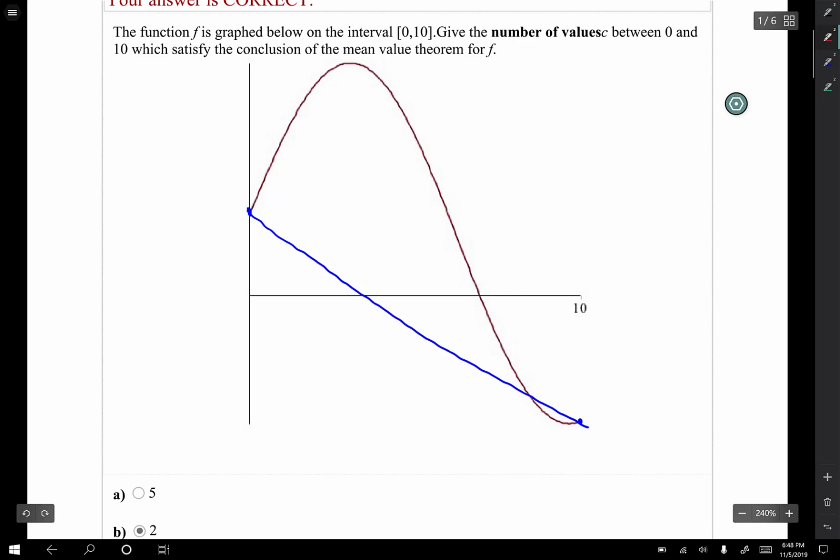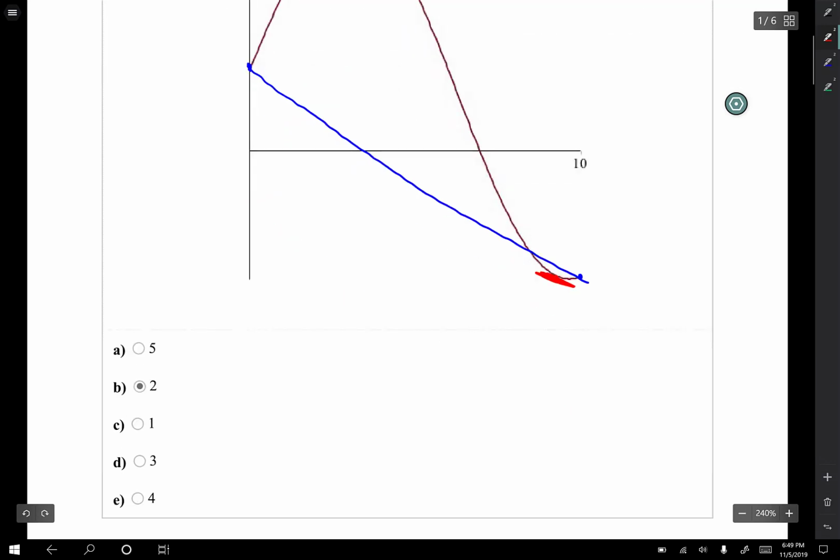What I want to know in this one is how often do I have tangents that are going to be parallel to that line? It looks like I have one right about there. It looks like that tangent's parallel. And if you keep following it, right about here, it looks like you have another tangent that's parallel. So that is 2. So the answer is 2. Does that make sense, guys?